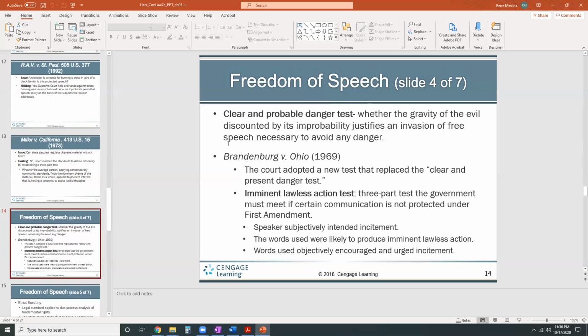And there are different tests that have been used throughout America's history. The one that they're talking about here is the clear and probable danger test, defined as if the gravity of the evil, discounted by its improbability, justifies an invasion of free speech necessary to avoid any danger. That's a lot. I really dislike how they phrased it here. I don't plan on testing you on the clear and probable danger test or on the imminent lawless action test, so we're going to move past this.